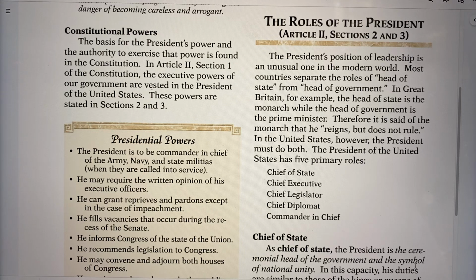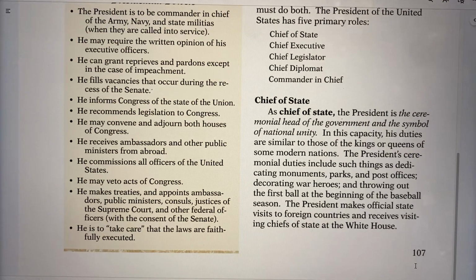But they also are the chief legislator, the chief lawmaker, making sure the laws are carried out. And we'll find out more about that. And they're a chief diplomat, diplomat being foreign affairs, dealing with foreign countries. And of course, last and most importantly, they are the commander-in-chief, the commander of our armed services. So we're going to go through each one of these 5 groups in this video. So let's start with the chief of state.